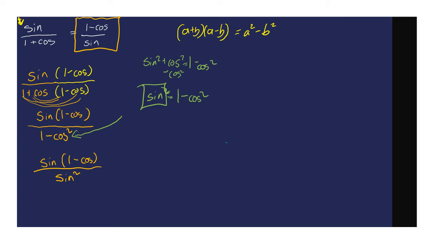And sine squared is the same as sine times sine. And one of these, they just kind of are one in disguise. That's how I like to think about it. And what I'm left with is 1 minus cosine all over sine. And it equals the right-hand side. And I have just proven this trig identity.